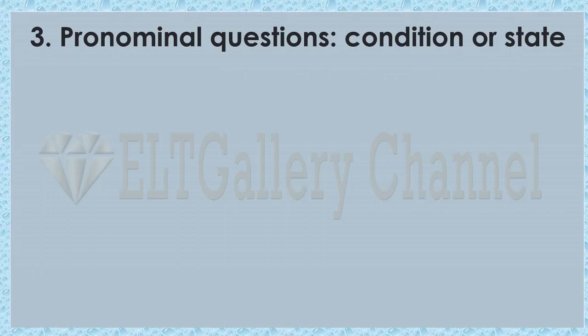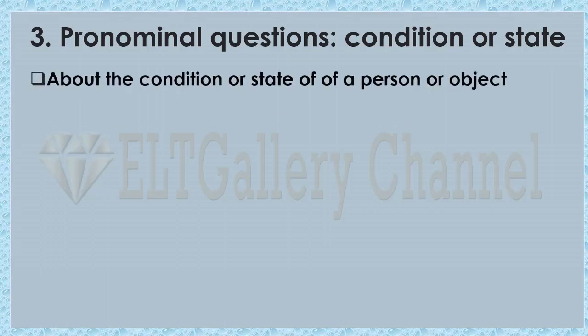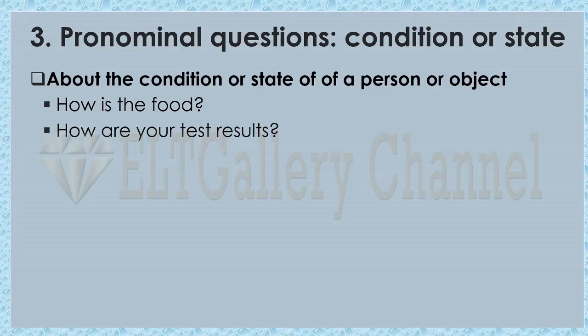The next kind of question is the pronominal question, which asks for a condition or state. The first asks about the condition or state of a person or object. Here, how is the food? So we ask about the condition or the state of the food, and the answer is the food is delicious. How is the food? How are your test results?